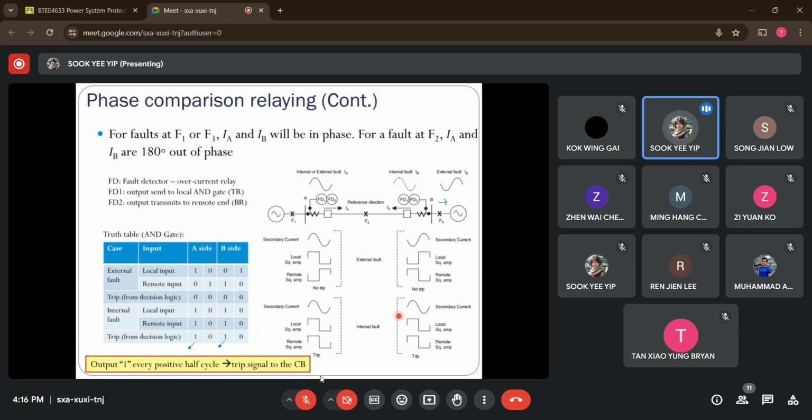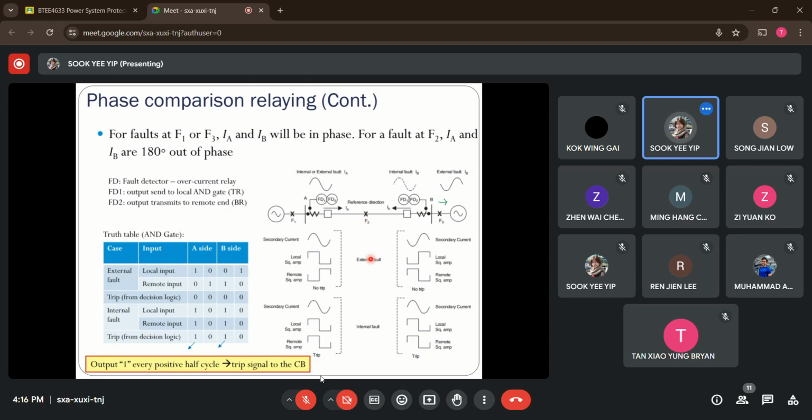All right, so here will be the respective measured current waveforms. The upper section here is the measured current waveform at each end, considering we have an external fault, which is either F1 or F3. And the lower graph here is the signal we measure in the situation where we have an internal fault.